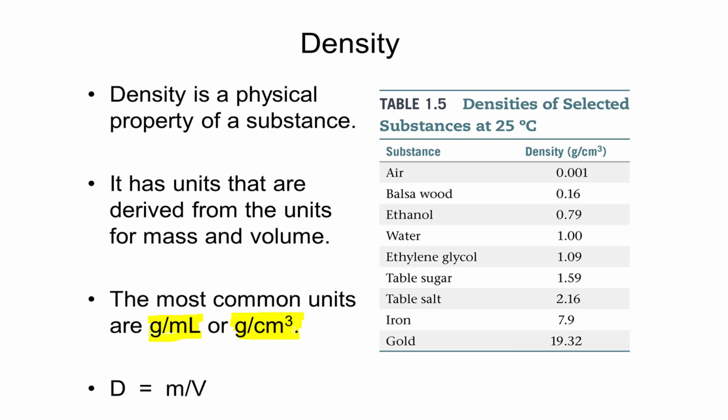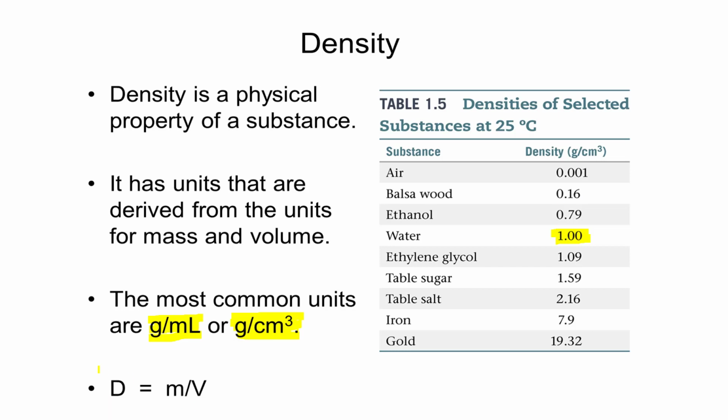It turns out it doesn't much matter because water has a density of 1.00 grams per cubic centimeter, but also has a density of 1.00 grams per milliliter. So it doesn't matter which way we talk about it, the number is going to be exactly the same. Anything that's more dense, like ethylene glycol, will sink in water with a density of 1.09. It sinks a little slowly. Gold would sink to the bottom a lot faster. Anything less dense, like balsa wood, 0.16, would float in water.